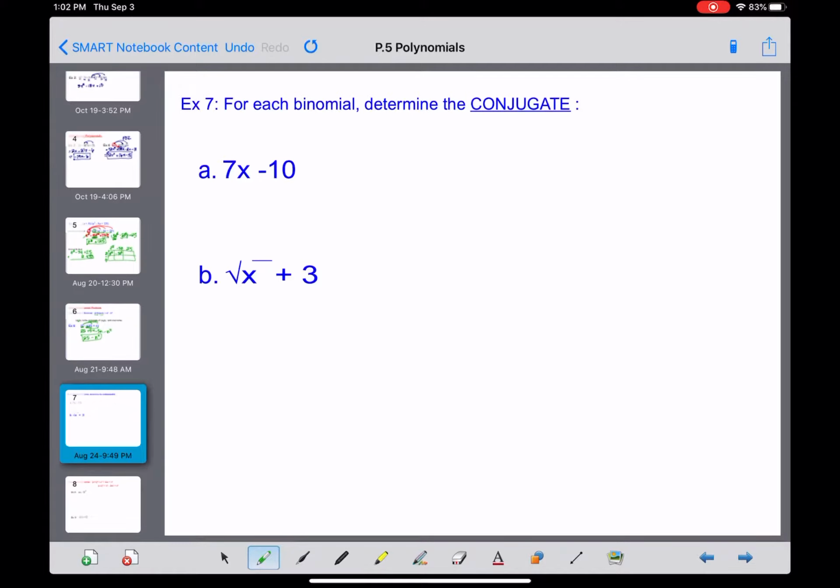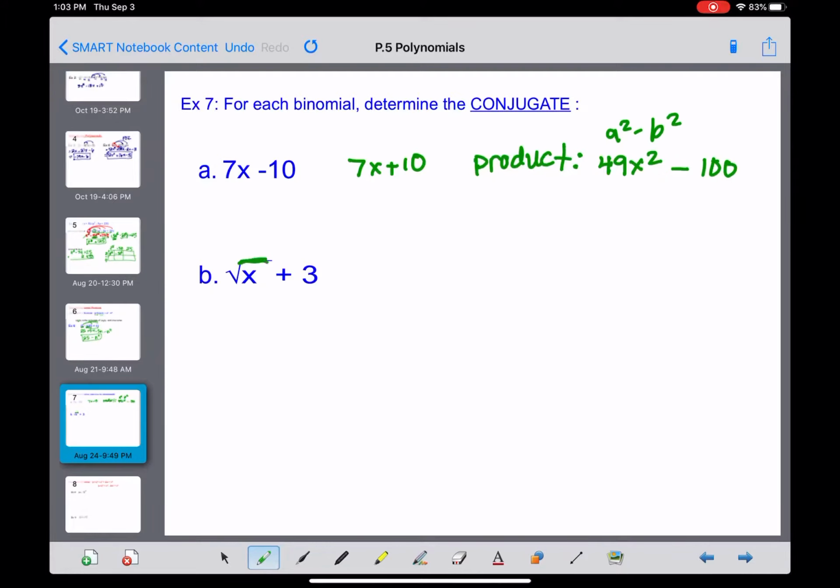So let's practice. For each binomial, determine the conjugate. Again, I would pause this video and then determine the conjugate. So the conjugate, we just change that middle sign: 7x plus 10. And then I want you to actually find the product, 7x minus 10 times 7x plus 10. So it's the a squared minus b squared. You take 7x squared, making sure you square that 7, so 49x squared, and then minus b squared, so 10 squared is 100. So that would be your product. It just takes out multiplying those middle terms.